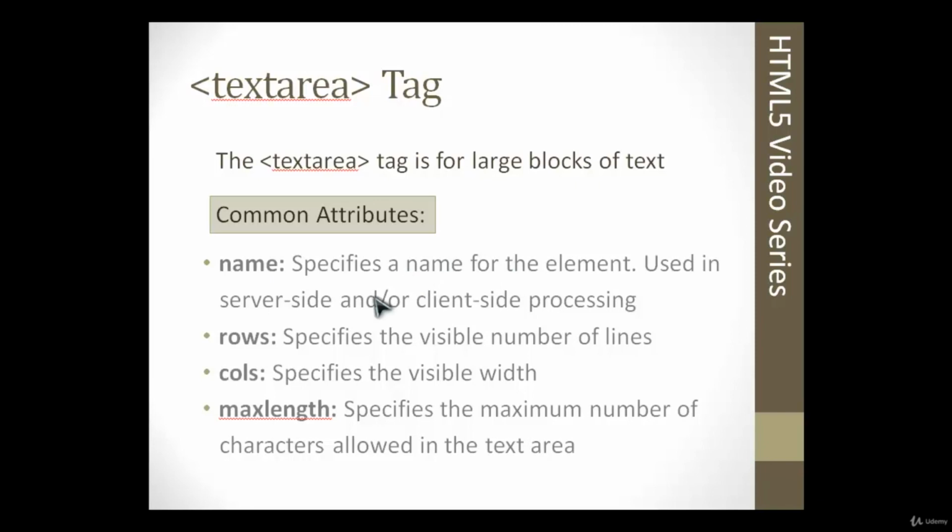It also has a rows and a cols attribute. Rows specifies the number of lines, which would be the height of the textarea, and cols would specify the visible width, so it would be the number of vertical columns. Now we have the maxlength attribute, which is the maximum number of characters allowed in the textarea. This is just like for the input tag that we just talked about. So those are the basic attributes for the textarea tag.